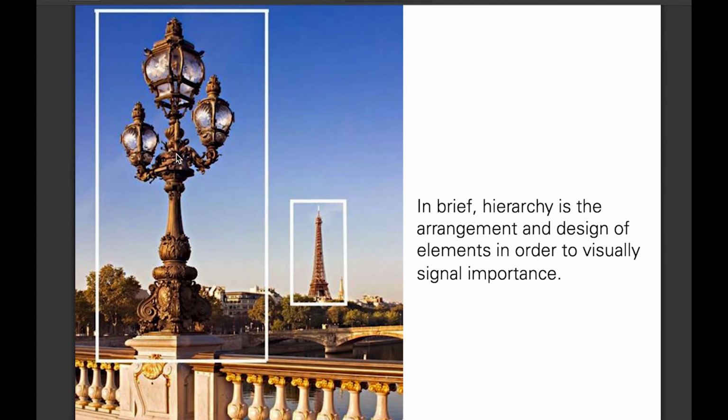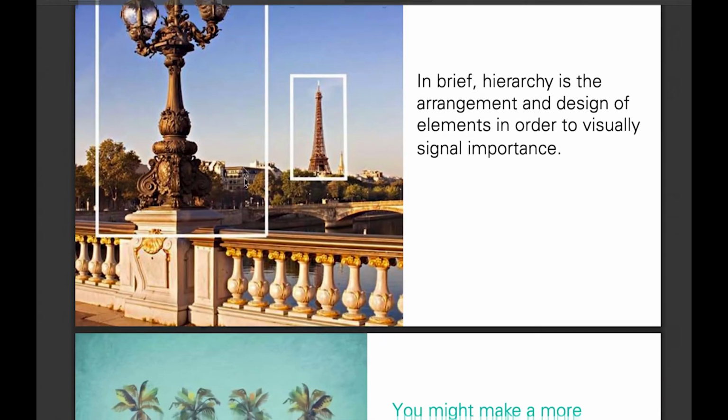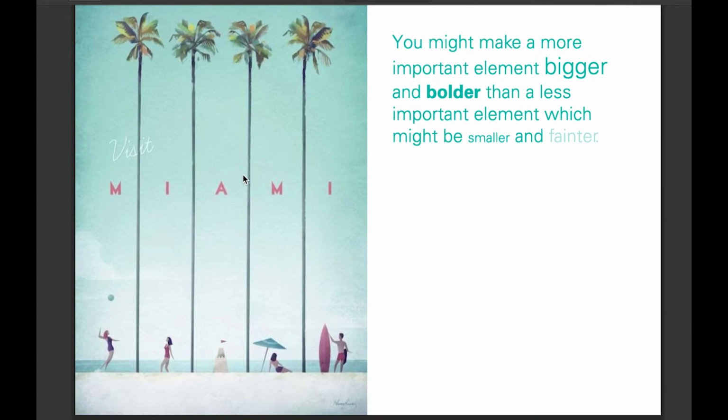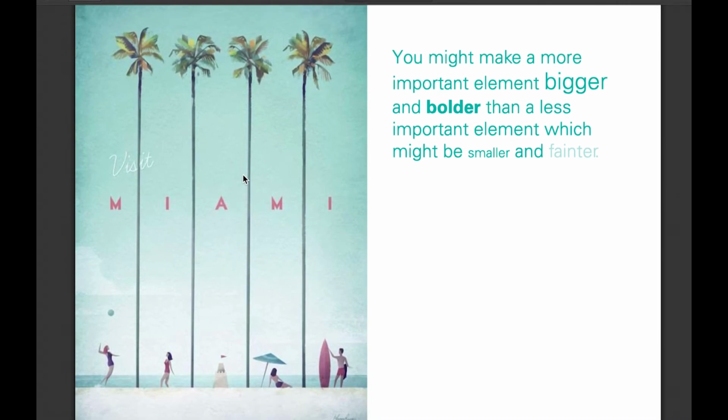In brief, hierarchy is the arrangement and design of elements in order to visually signal importance. Scale as well. This is another example. You might make a more important element bigger and bolder than a less important element, which might be smaller and fainter. For example, the word Miami is much stronger than visit, isn't it?